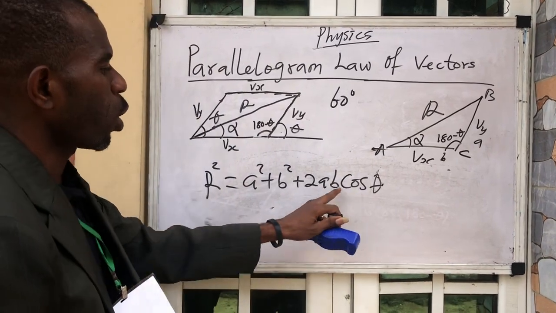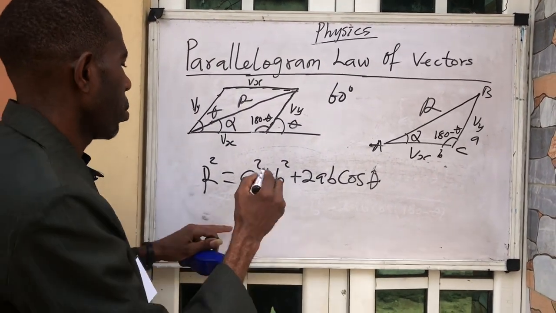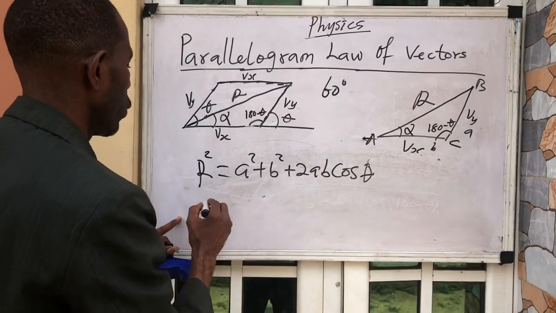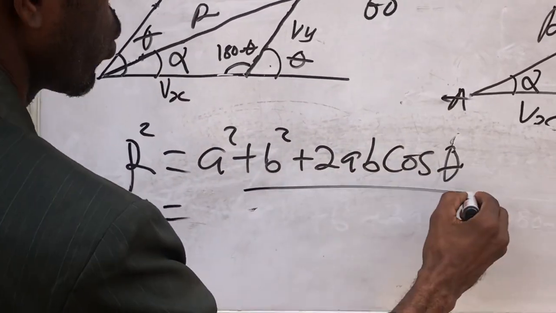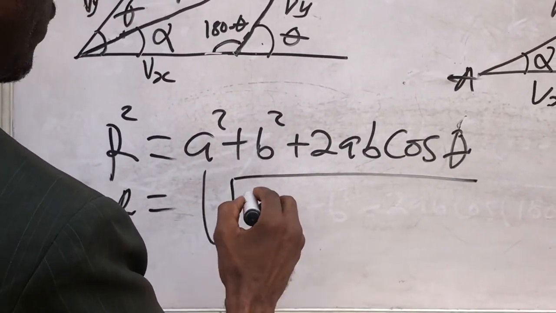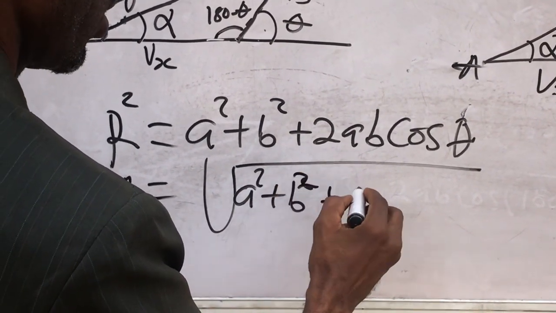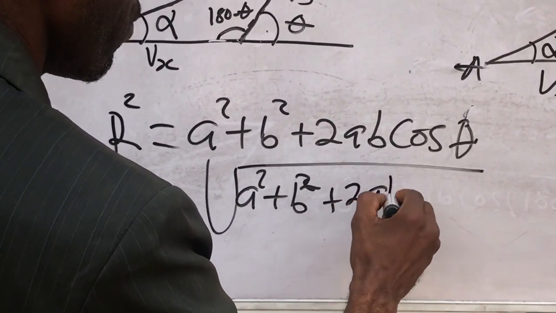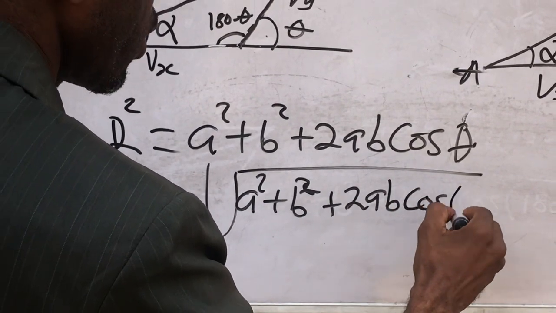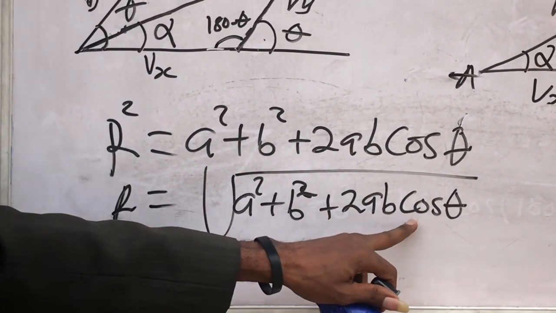So this one, you can use it directly. If you use this, or you use the former one I gave you, R is equal to the square root of A square plus B square plus 2AB cos theta directly. Are you getting it now?